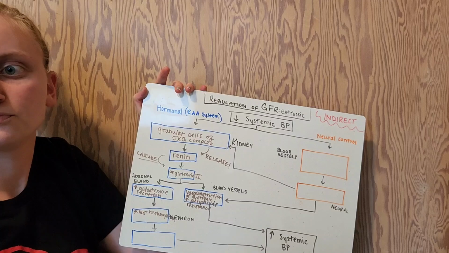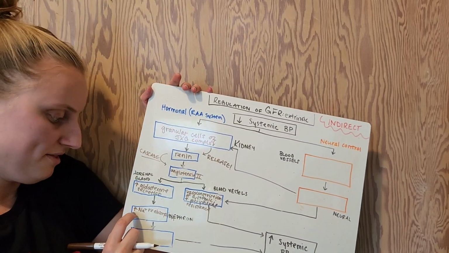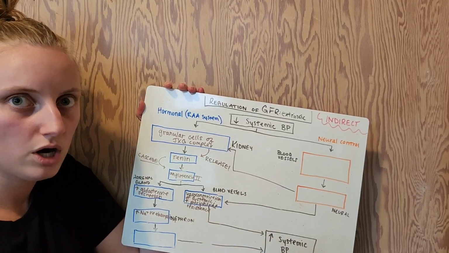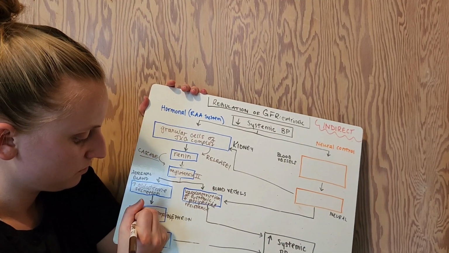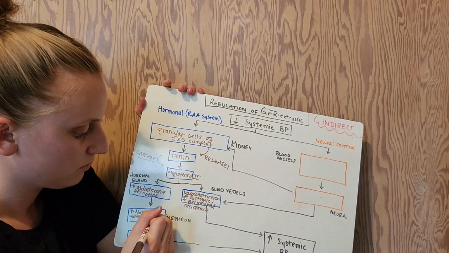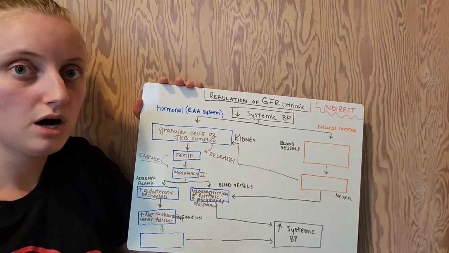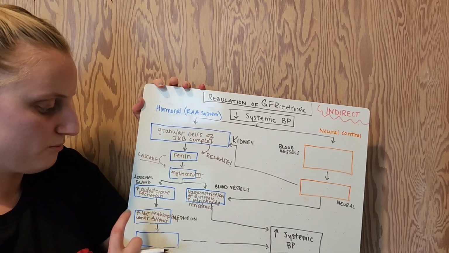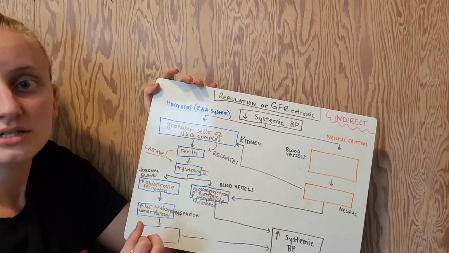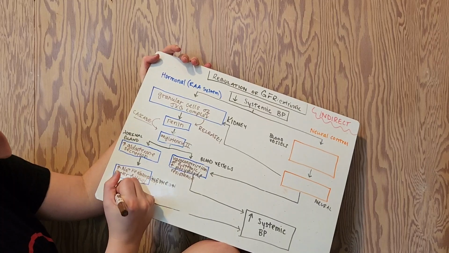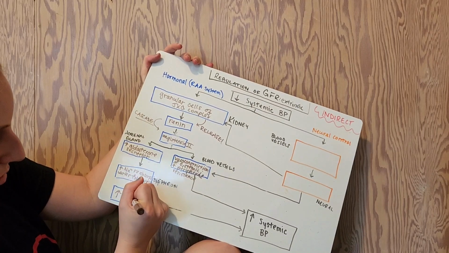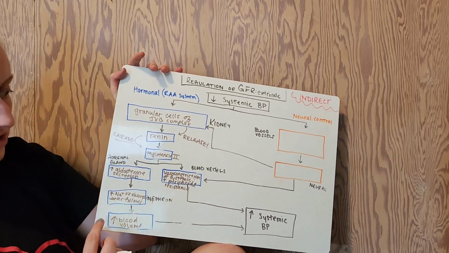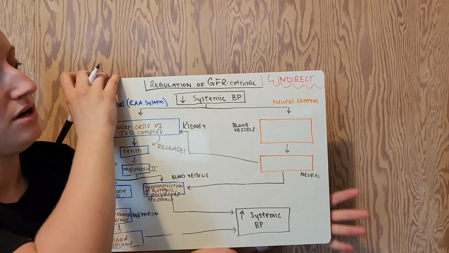We're in the nephron now. And with an increase of reabsorption of our sodium, we have water that follows. So if we have water following, we have more fluid, which, if we have more fluid, we have an increased blood volume. Increased blood volume, increased blood pressure.